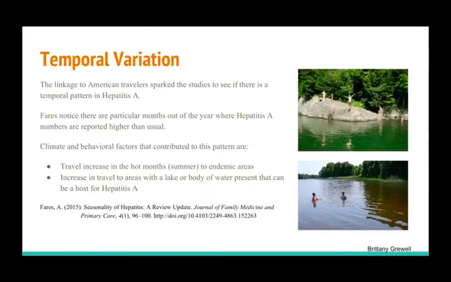For temporal variation, the linkage to American travelers sparked studies to see if there's a temporal pattern in hepatitis A. FAERS noticed there are particular months out of the year where hepatitis A numbers are reported higher than usual. Climate and behavioral factors also contribute to this pattern. Travel increases in the hot months, usually in the summer, to endemic areas, and increased travel to areas with a lake or body of water that can be a host for hepatitis A are also part of this temporal variation.